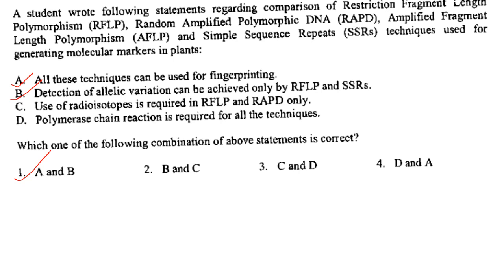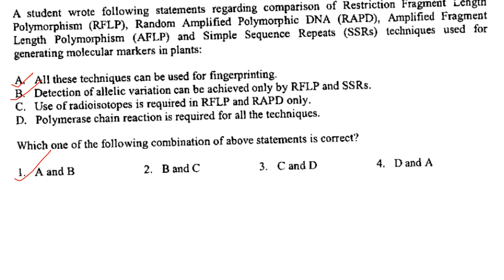Then next one. A student wrote the following statements regarding comparison of restriction fragment length polymorphism, random amplified polymorphic DNA, amplified fragment length polymorphism, and simple sequence repeat techniques used for generating molecular markers in plants. All these techniques can be used for fingerprinting. That is correct. All the above techniques can be used for fingerprinting. Detection of allelic variation can be achieved only by RFLP and SSRs. That is also correct.